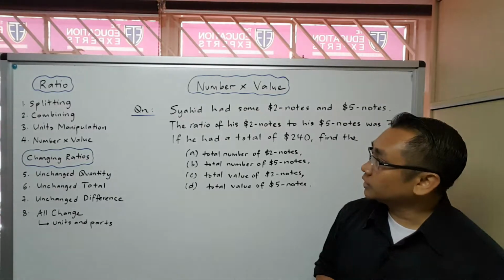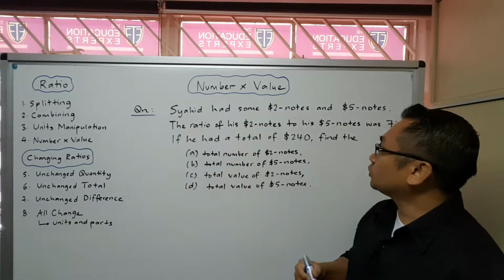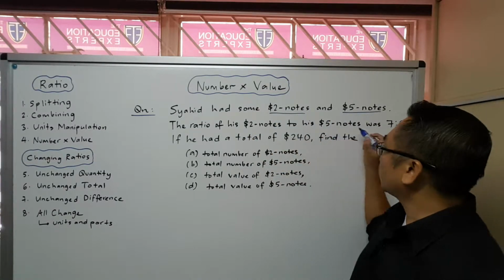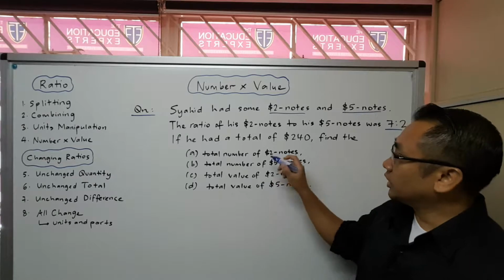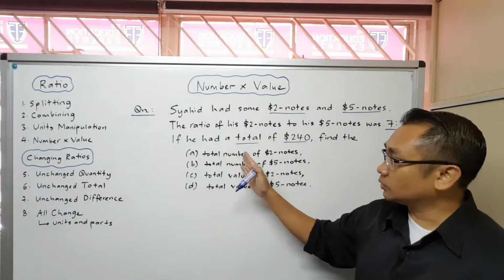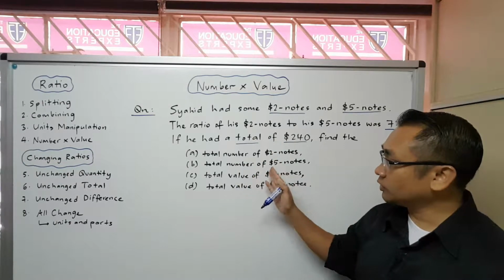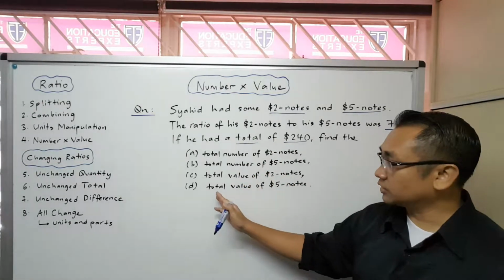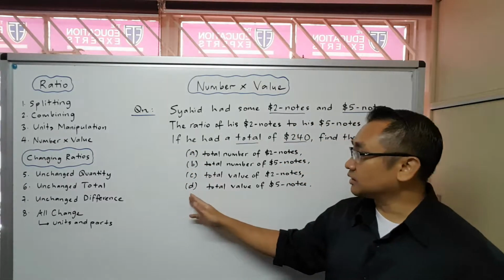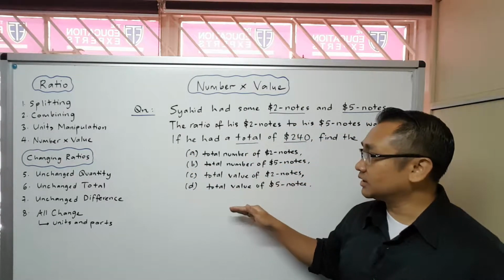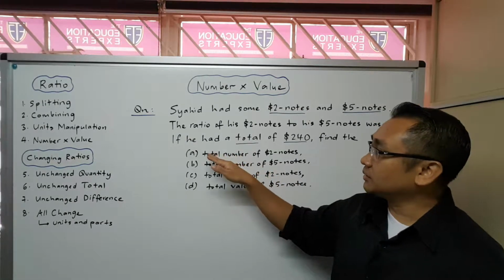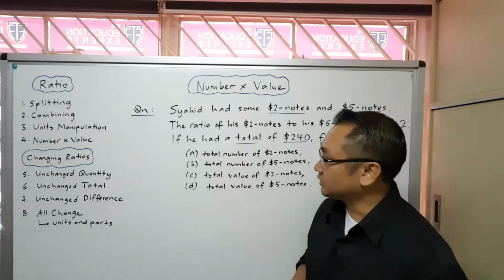Okay, so let's look at this question. Shahid had some $2 notes and $5 notes. The ratio of his $2 notes to his $5 notes was 7:2. He had a total of $214. So find the total number of $2 notes, total number of $5 notes, total value of $2 notes, and total value of $5 notes. So basically, I've just written down all the different questions that might appear in your exam. But usually in the exam, they will just choose one of these.